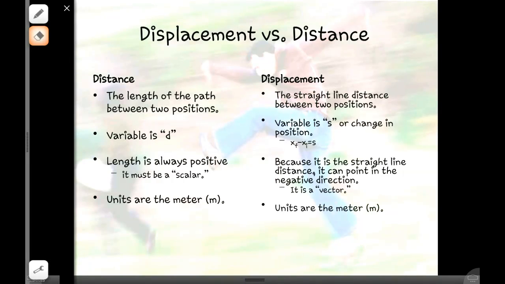Displacement, on the other hand, is a straight line distance between two positions. It starts at the initial position and ends at the final position. We give it the variable s, like I said before, and we find it by taking our final position and subtracting our initial position from it. Because it is a straight line distance, it can point in any direction that it needs to, and so this makes it a vector, and the units again are meters.